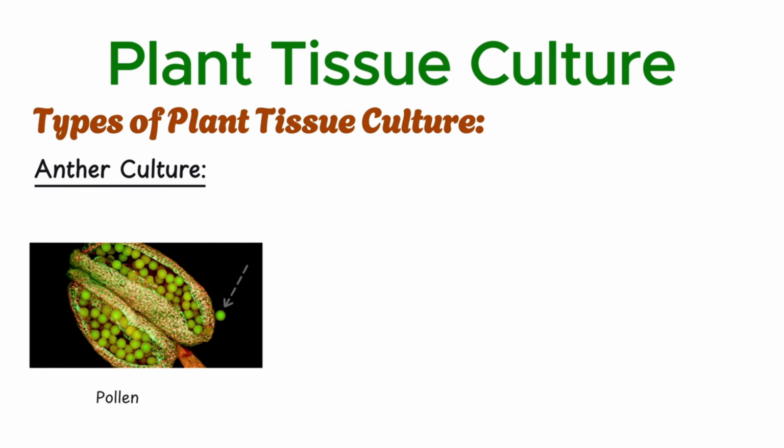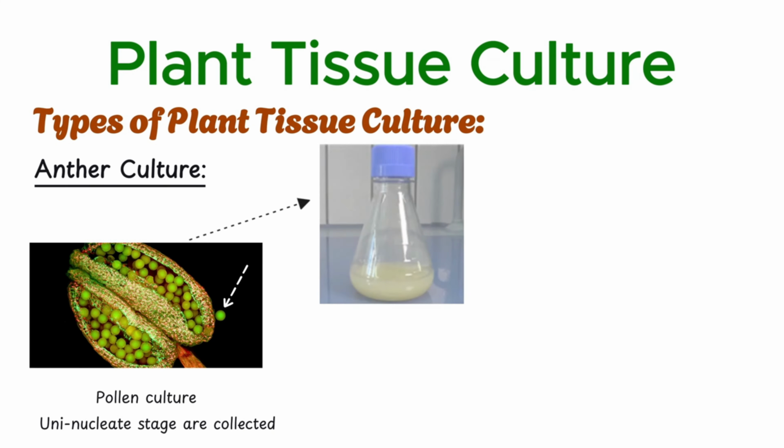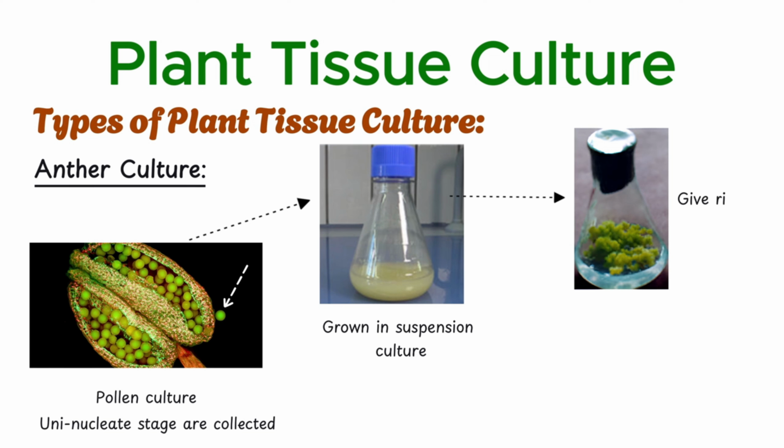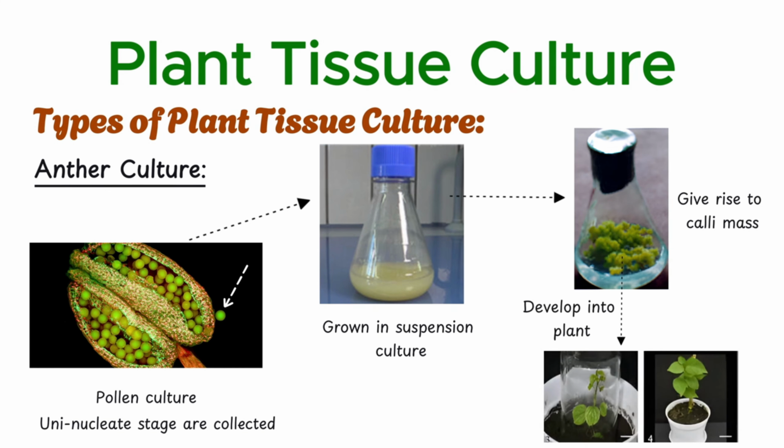In pollen culture, microspores at the uninucleate stage are collected in liquid media and can be grown in suspension culture. In suspension, the uninucleate pollens may give rise to calli mass or globular mass, from which plants can be raised either through embryogenic or organogenic pathways.